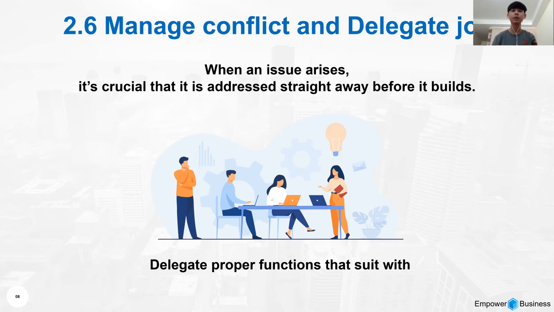When there is a conflict in the workplace, it should not be ignored. Turning a blind eye could lead to a negative atmosphere, which could have implications for staff productivity, and communication among the team may suffer. When an issue arises, it's crucial that it is addressed straight away before it worsens.